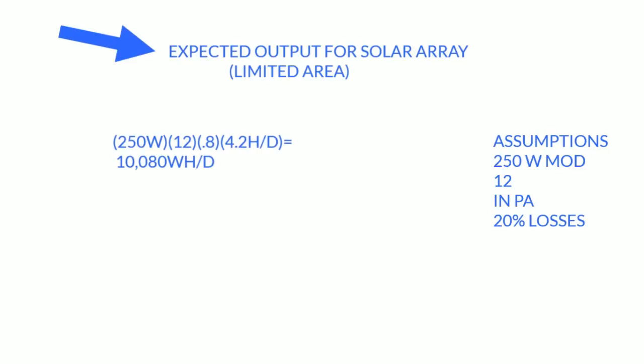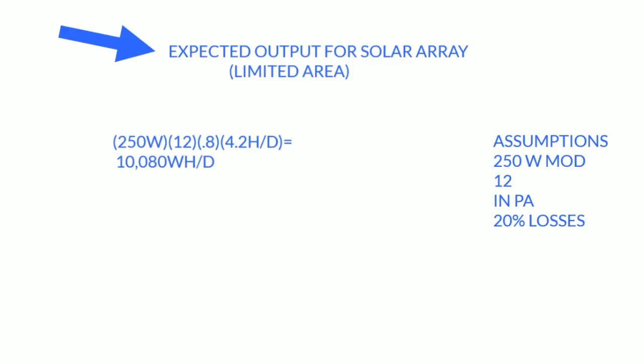All right, so we're going to start at, first of all, 250 watts. So 250 watts times 12, the number of modules, times 0.8. We can only use 0.8, because we lose 0.2, 20%, so we have that amount left. Then we're going to put in this 4.2 hours per day in this calculation. So from all of that, we get 10,000 watt hours per day.